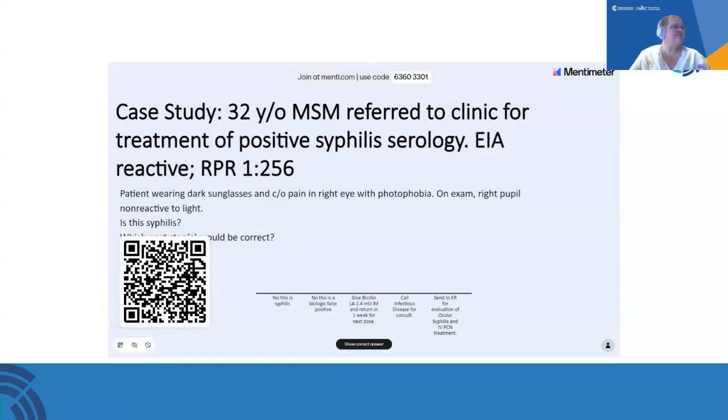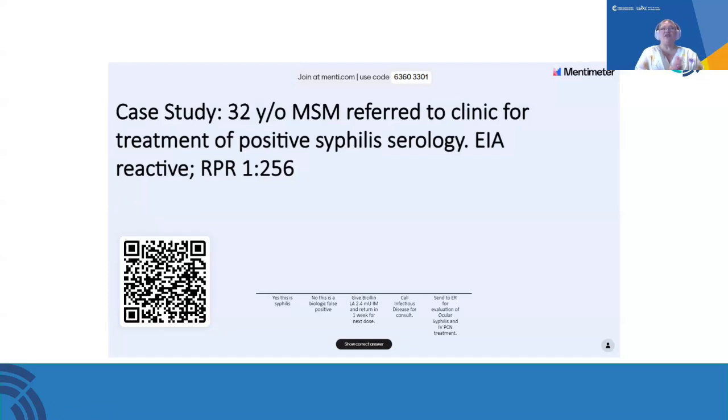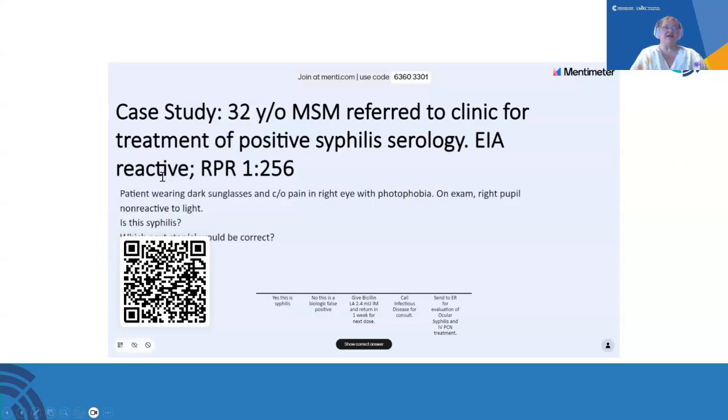Here's the case study. A 32-year-old MSM referred to the clinic for treatment of positive syphilis serology. When we did his serology, he had an EIA of reactive and RPR 1 to 256. Now we're going to do this together because I want you to see where my brain goes when I'm doing the puzzle. Do we have two tests that agree this is syphilis? Right here, there's reactive, and right here is an RPR that's positive. So yes or no in the chat. Do we have two that agree?